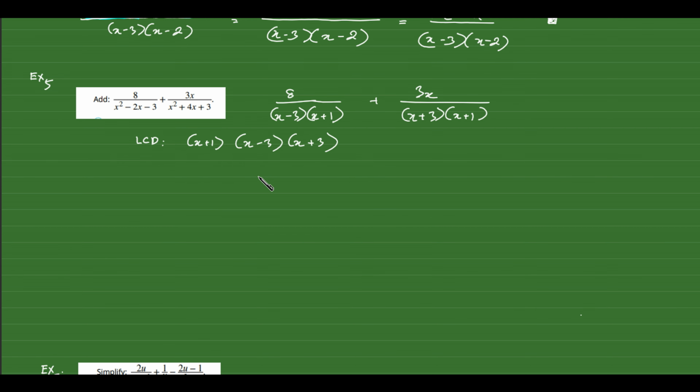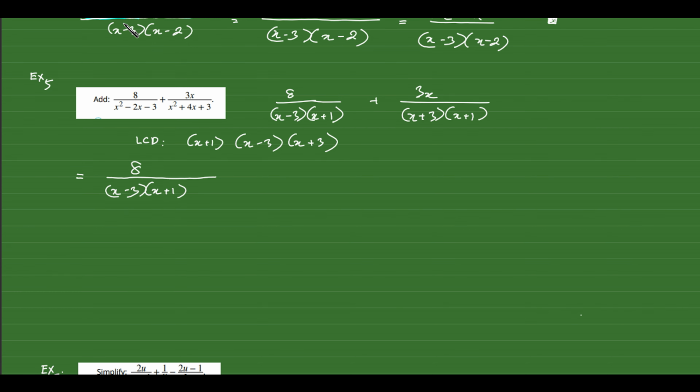And on the test, make sure that you show me the LCD, because I want to see this. Now after you find the LCD, you compare that with the first denominator, and you see that they have x plus 1, they have x minus 3, but they don't have x plus 3. So they're missing this part, which means we multiply the top and the bottom by the missing part.